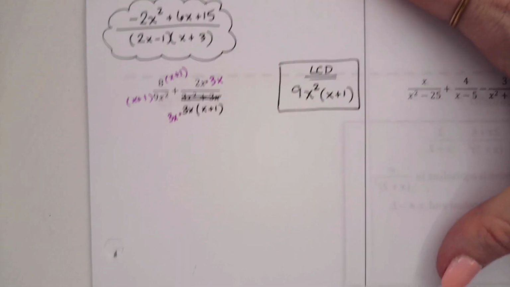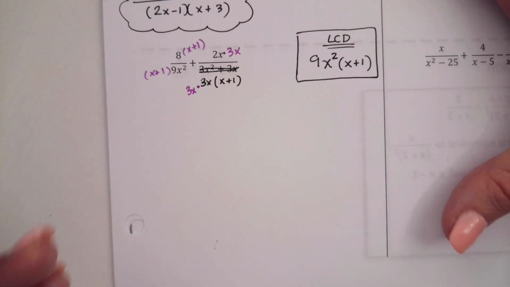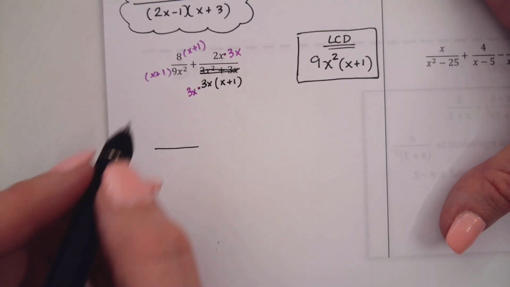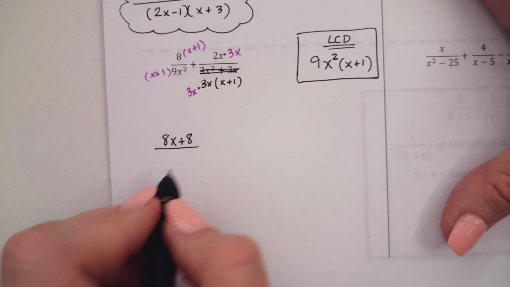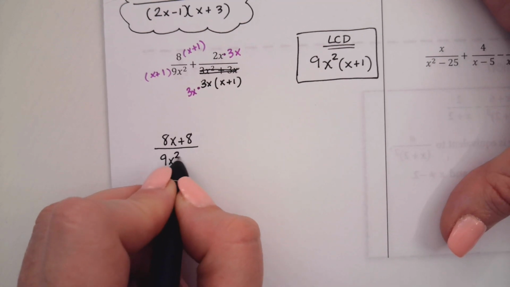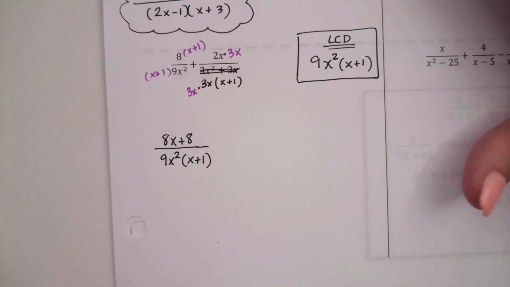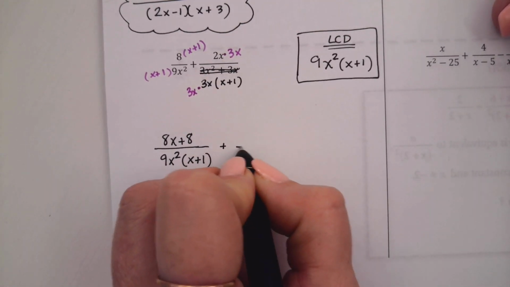Okay, and then I'm going to clean up those numerators. For the denominator, we can just write it as the LCD now. My new numerator on the first fraction, what is it now? 8x plus 8, good. My denominator is now just a 9x squared times x plus 1. You don't have to distribute that out unless you just really enjoy distributing. And then we'll get a plus sign.